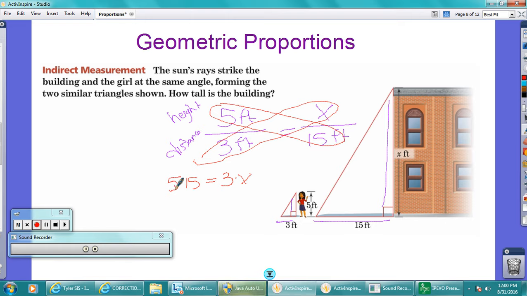Okay, so now you just solve this as we normally do. Multiply 5 times 15. 5 times 5 is 25. So we've got 75 is equal to 3x. Then we divide by the 3, divide by the 3. X is equal to, give me your final answer.